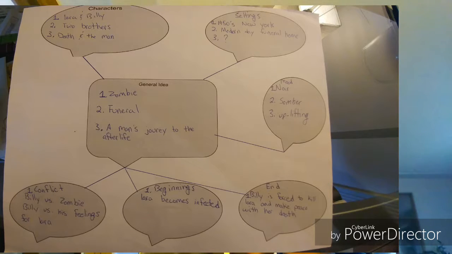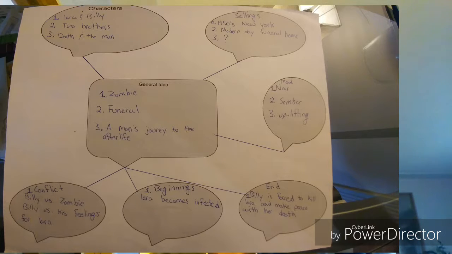Alright, so once you've got that made up and it looks a little bit something like mine, we can get started. So as you can see on my graphic organizer, I've taken 3 ideas from my flash writing. I've got an idea for a zombie story, a funeral, and a man's journey to the afterlife. From there, I've labeled them 1, 2, and 3, so I'll just keep my ideas organized. And then for characters, I think in the zombie story I would have Lara and Billy as 2 of my characters. In the funeral, as you can see, is labeled number 2. It'd have to be about 2 brothers. And number 3 would be death personified and the man.